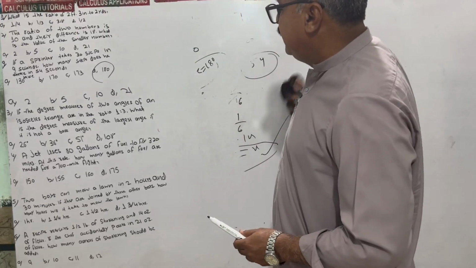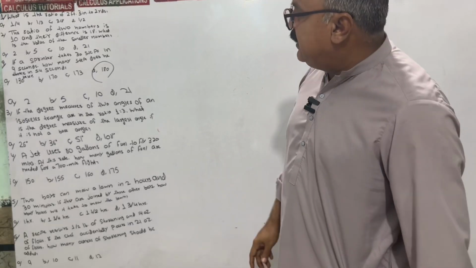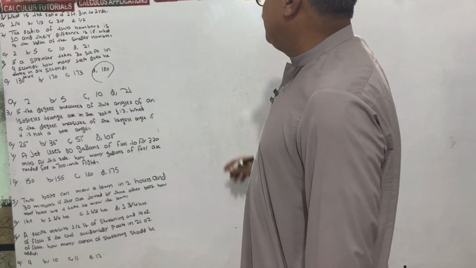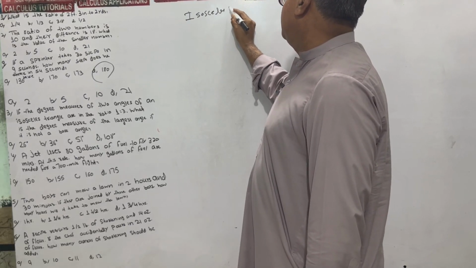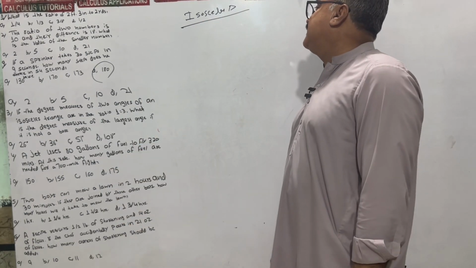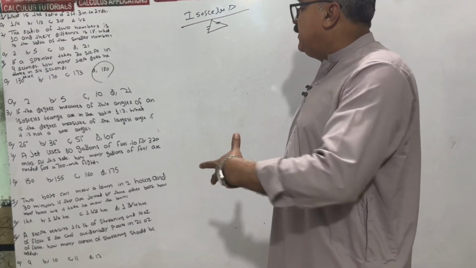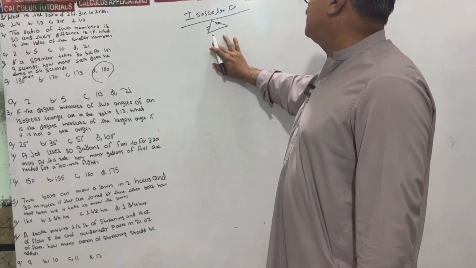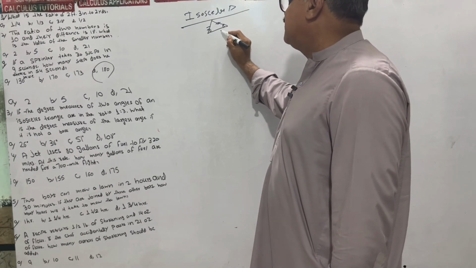Moving one step further. Good question. If the degree measures of two angles of an isosceles triangle... Mostly three types of triangle are discussed in that case. Isosceles triangle means any two sides are equal. If two sides are equal, then two angles are for sure equal. The corresponding angles are also equal.